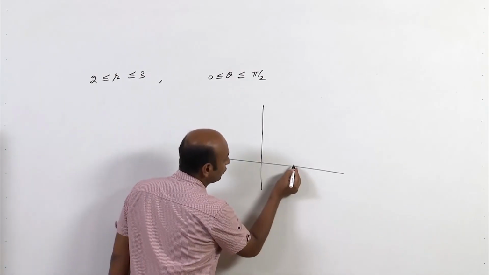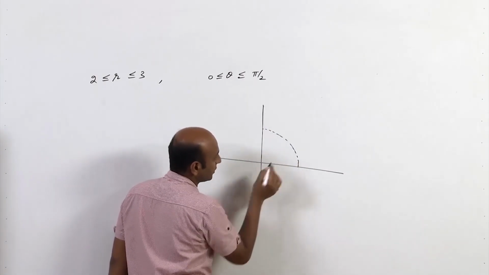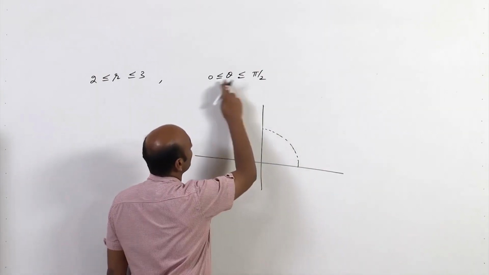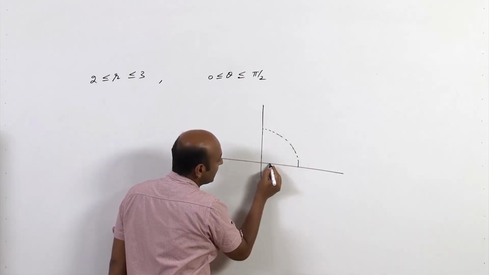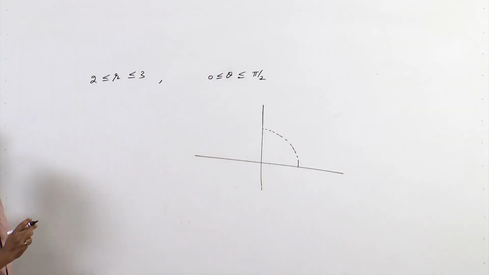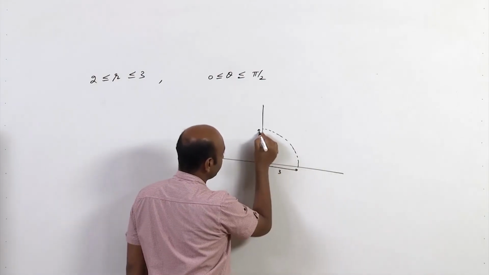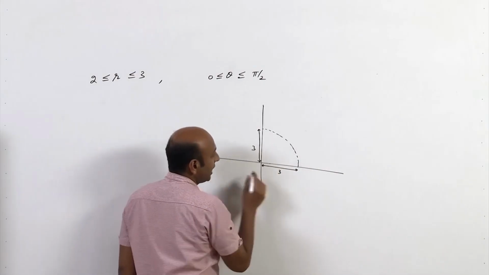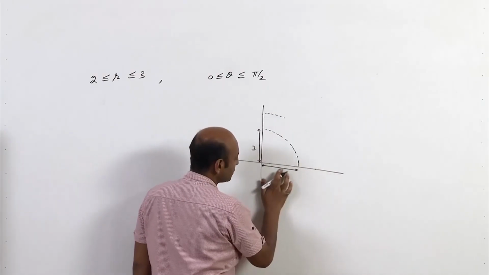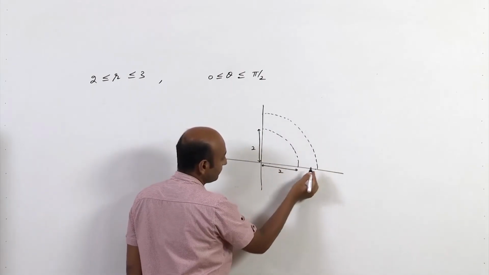So, r equal to 2 will be something like this. This is r, theta may be anything. You see, you are taking theta from 0 to pi by 2, that is only this portion. Okay. This is r equal to 3. And for r equal to 2, sorry, this is 2. For r equal to 3, it will be this.